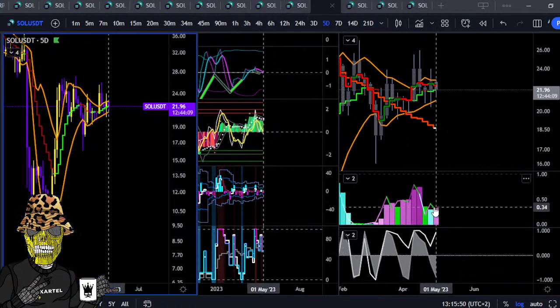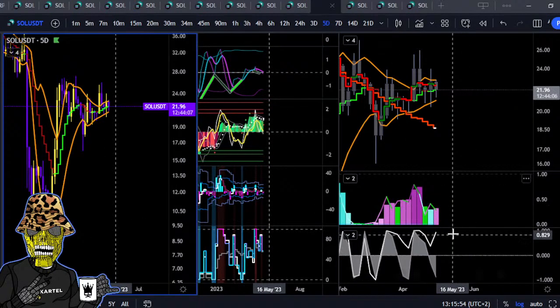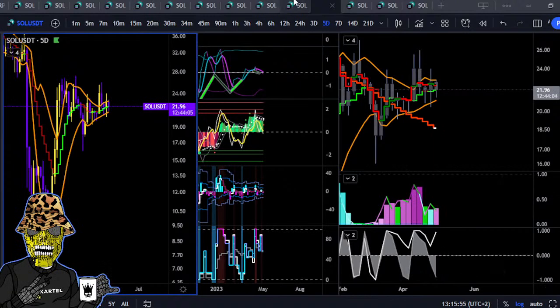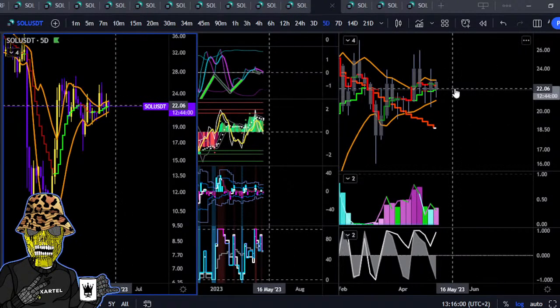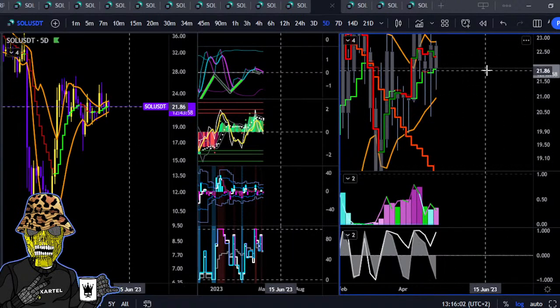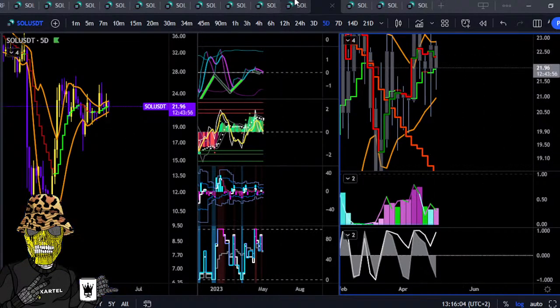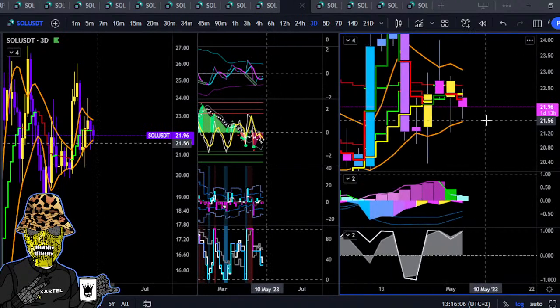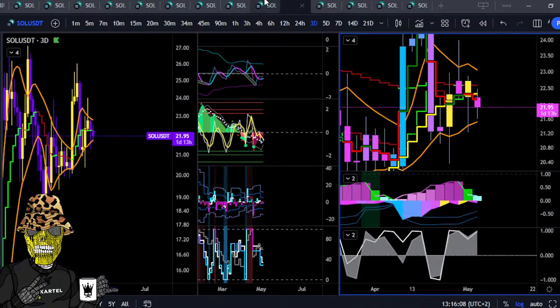So what do we see here? This is the 5-day. Looking for a failed hidden bull div if it closes below this mean. I'm just gonna say 21.89. Okay, closes below that mean, 21.89, quite bearish for Solana.